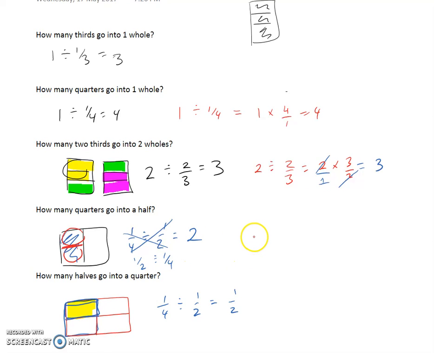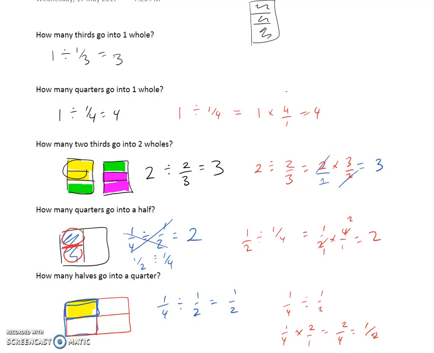Alright, so it should be a half divided by a quarter. How many quarters go into a half? We do it, a half times 4 on 1 gives me 1 times 4 is 4, 2 times 1 is 2, 4 divided by 2 is 2. Or you see the cancellation here. Alright, next one, a quarter divided by a half. You go a quarter times 2 on 1, you do your multiplication, you get 2 on 4, you get back a half, so it works.